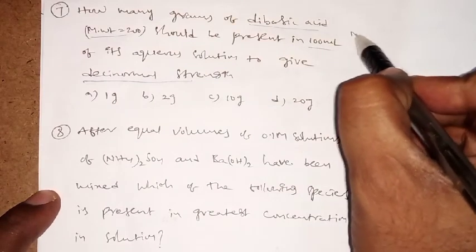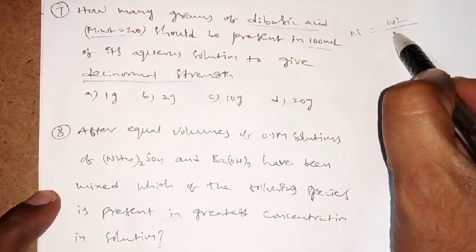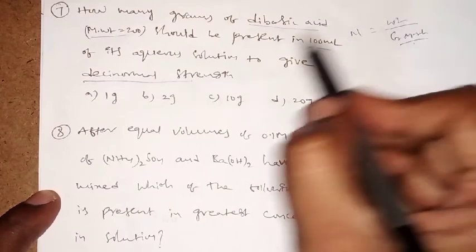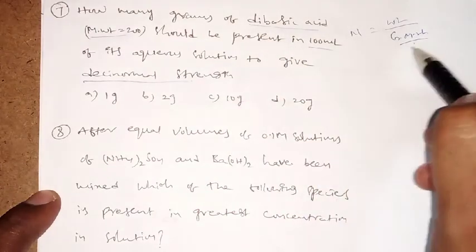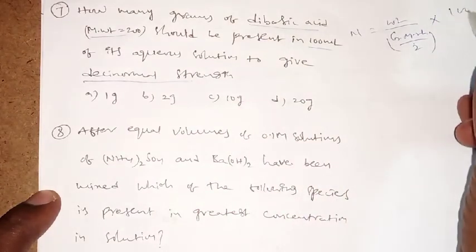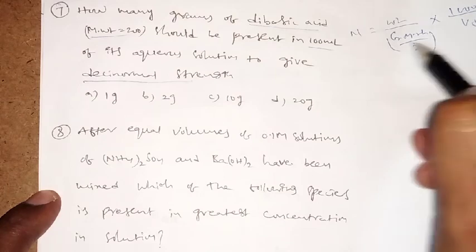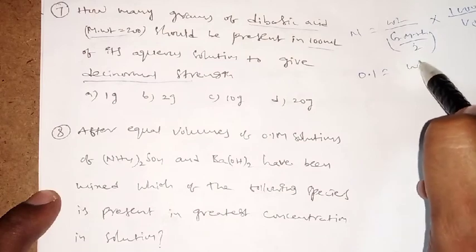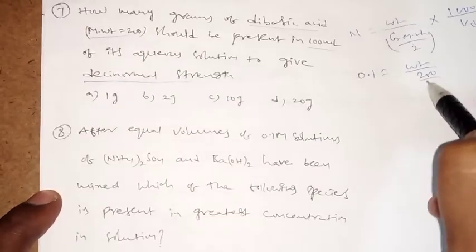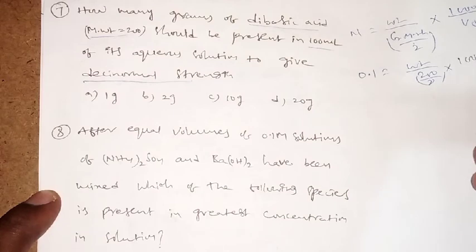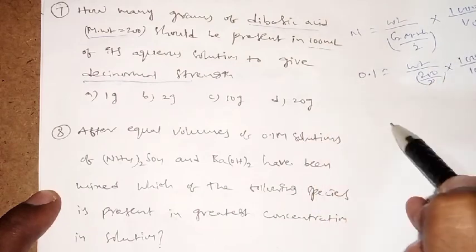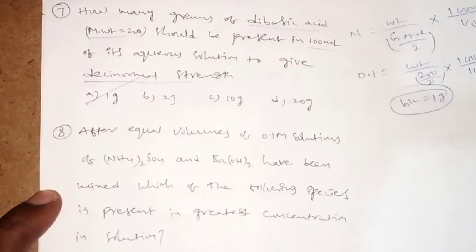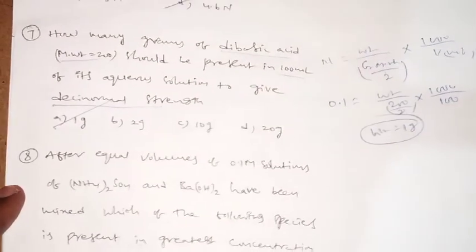Same formula: normality equals weight of the substance by equivalent weight. Equivalent weight is nothing but gram molecular weight by n-factor. Since this is about an acid, a dibasic acid, we can take gram molecular weight by 2, into 1000 by V in milliliters. Now what terms are given? Normality is given, decinormal, 0.1. Weight we don't know. Gram molecular weight is already given, 200 by 2 because it is a dibasic acid, into 1000 by the volume given, 1000. If you simplify, weight equals exactly 1 gram. So our answer is A. Is it clear? Is it okay?